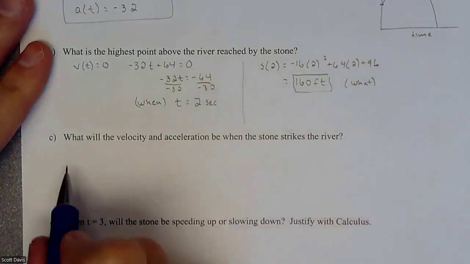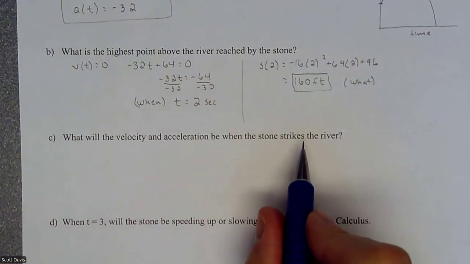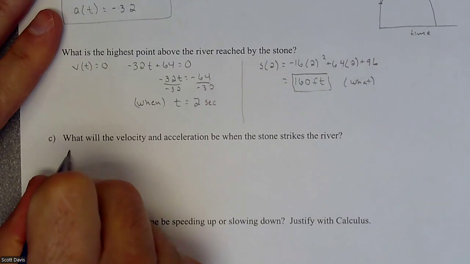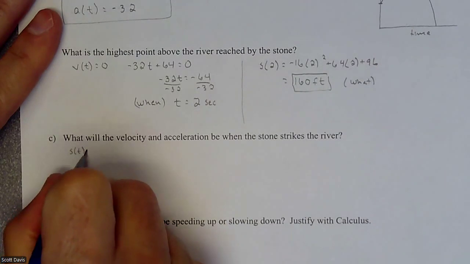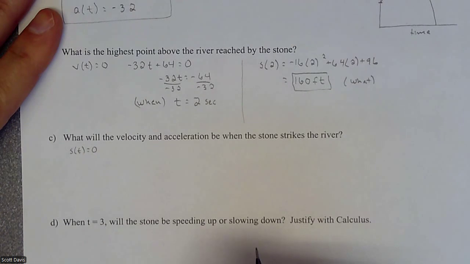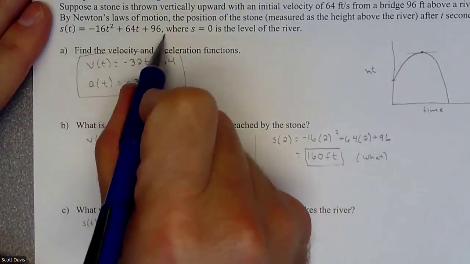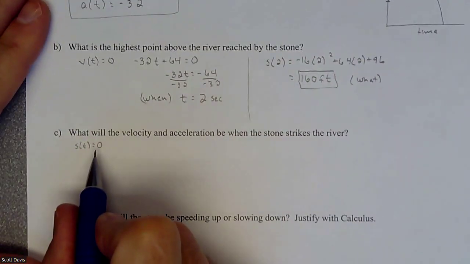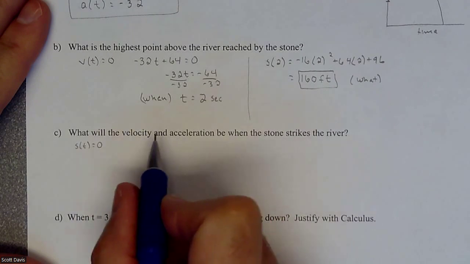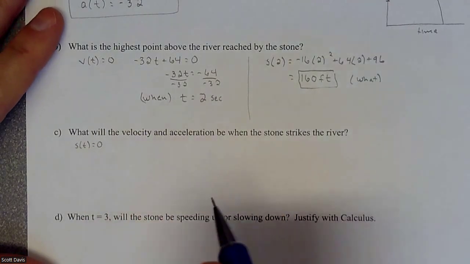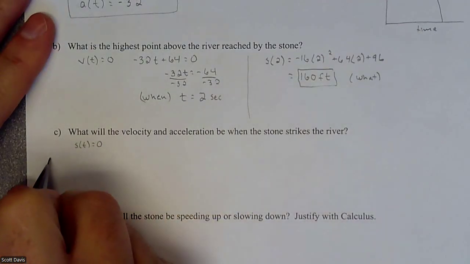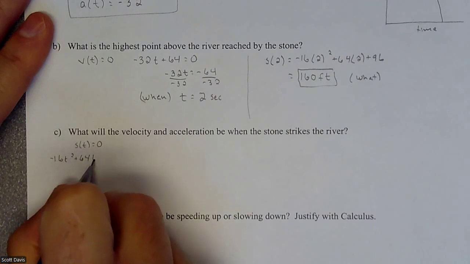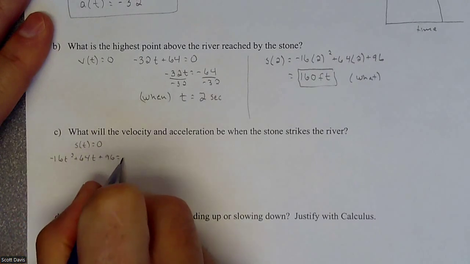All right, moving along. It says, what will the velocity and acceleration be when the stone strikes the river? So we're looking at hitting the river. Hitting the river means our position function is going to be equal to 0. So we'll take this position function and set it equal to 0, and that's going to give us the time that it takes to hit that. Then we can plug that time into our velocity and acceleration functions and figure out what those answers are. So let's take our negative 16t squared plus 64t plus 96 and set it equal to 0.